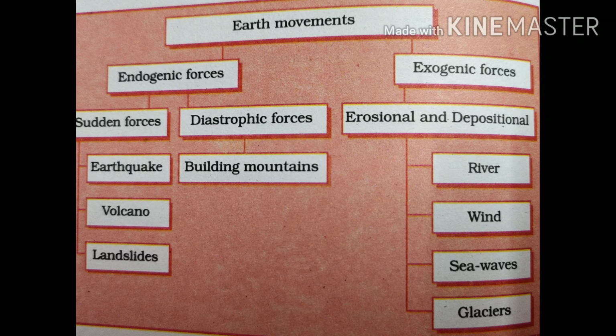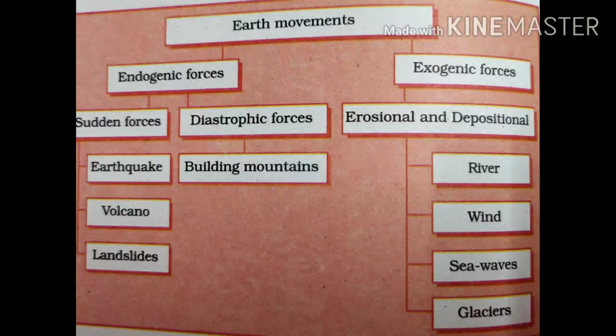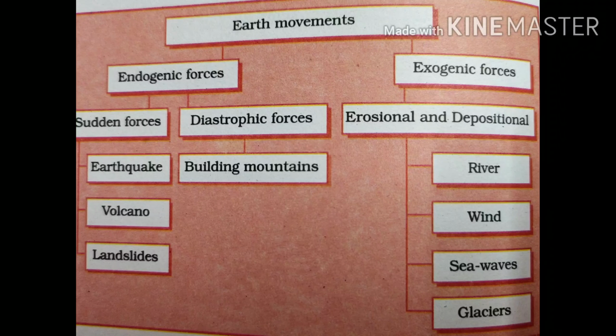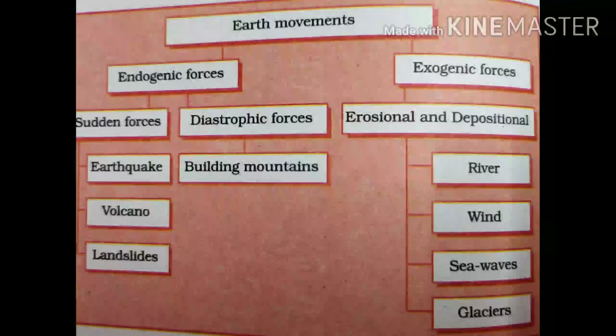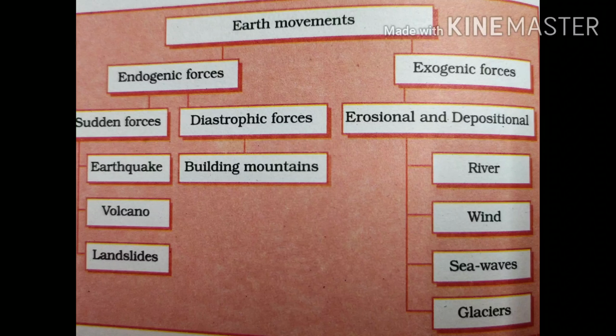Slow earth movement is also called diastrophic forces. Slow earth movements form continents, ocean beds, mountains, plateaus and plains. Sudden earth movements are such as volcanic eruptions, earthquakes and landslides. The external or exogenic forces which originate outside the earth's crust cause changes on the surface of the earth, for example, erosion and deposition by natural agents such as wind, water and so on.